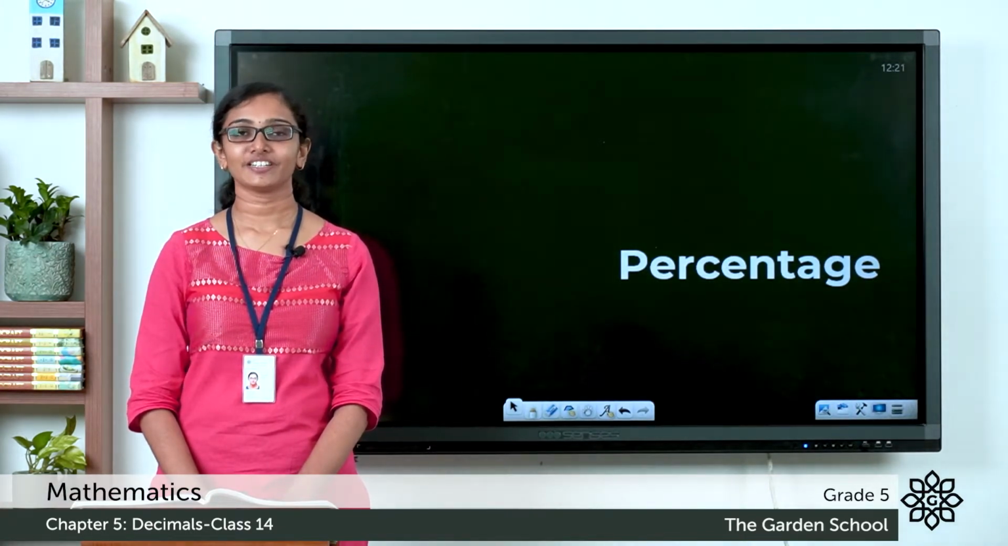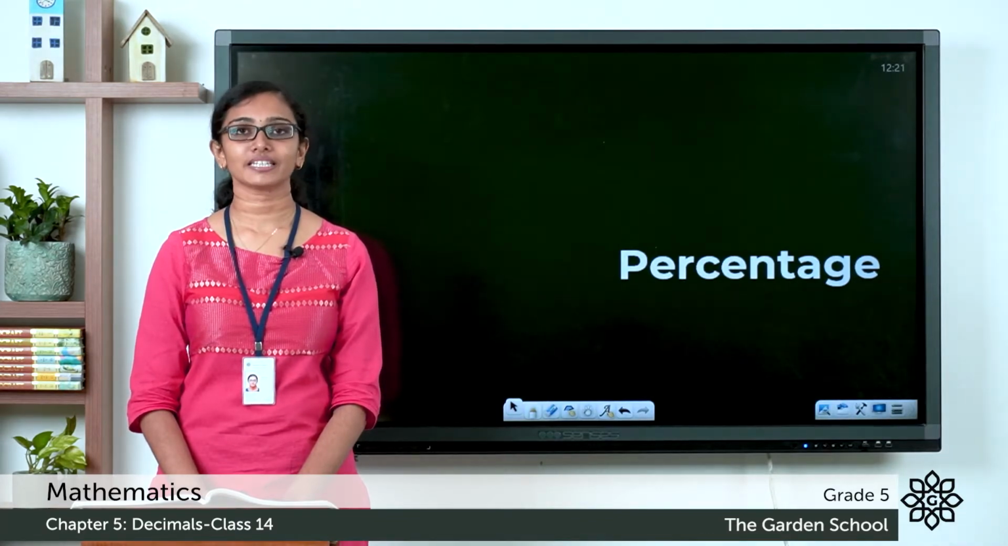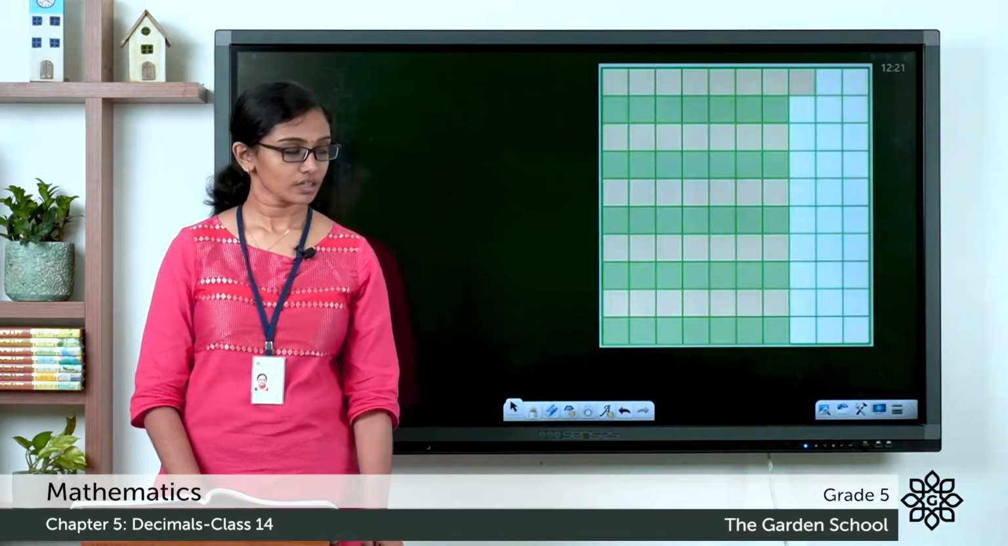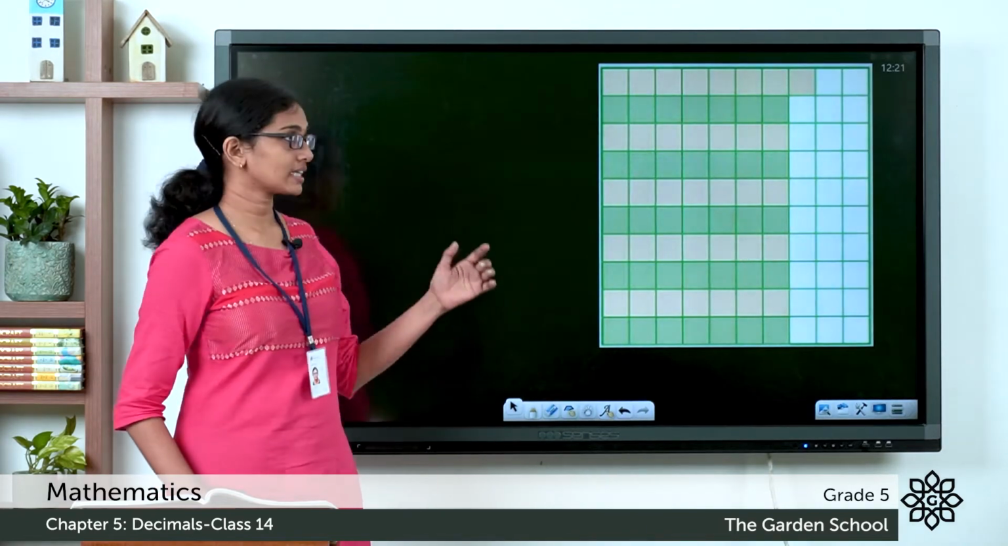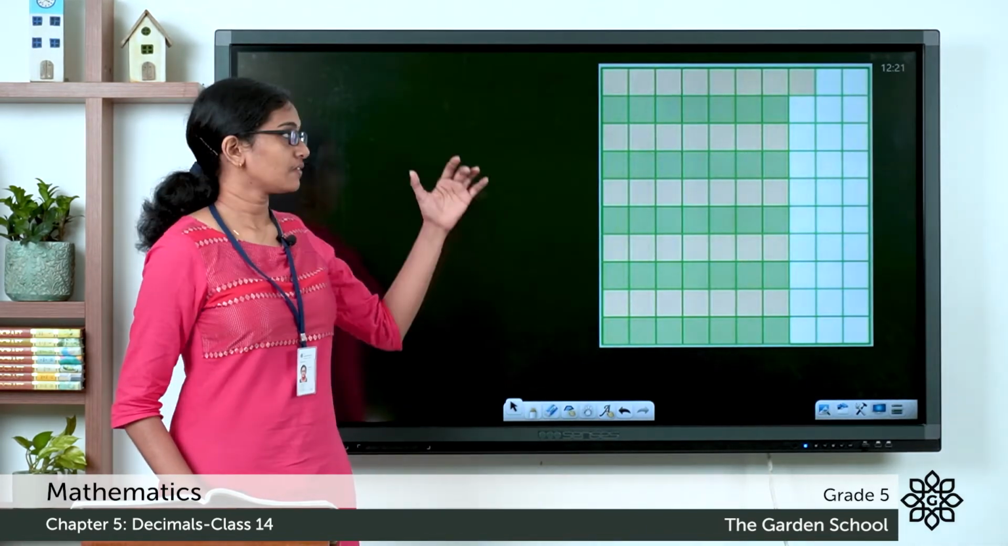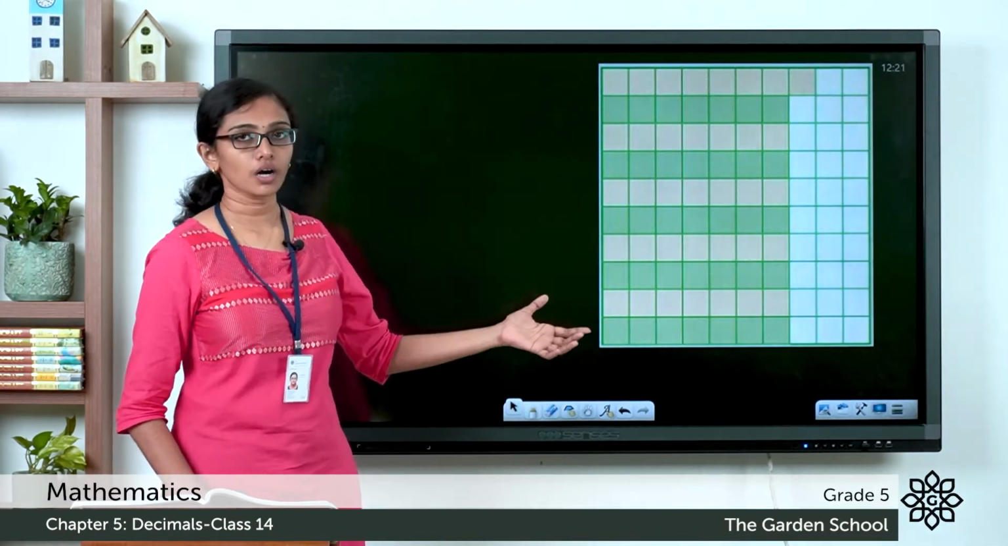Today let's learn a new concept. It's called percentage. You see this picture here. You can see boxes here. A few boxes are colored, a few are not.